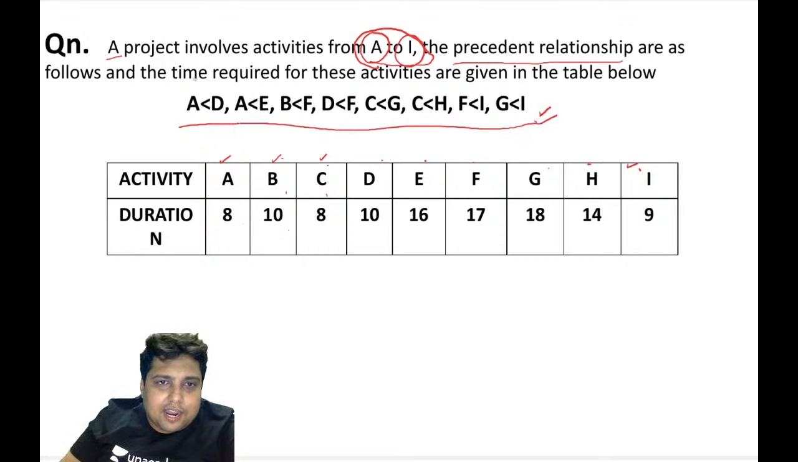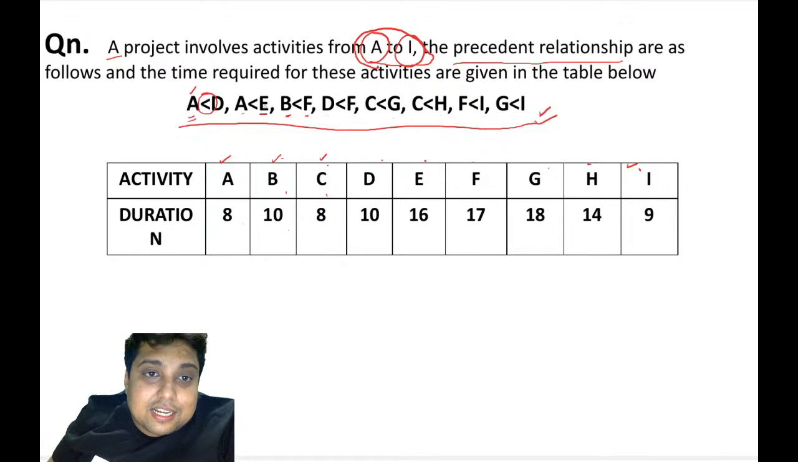It is mentioned that activity D should happen after activity A. You know what that means? It means that activity A is going to happen before activity D. Activity A is going to happen before activity E. Activity B is going to happen before F. D is going to happen before F. C is going to happen before G. C is going to happen before H. F is going to happen before I. What does it mean? Let's see.